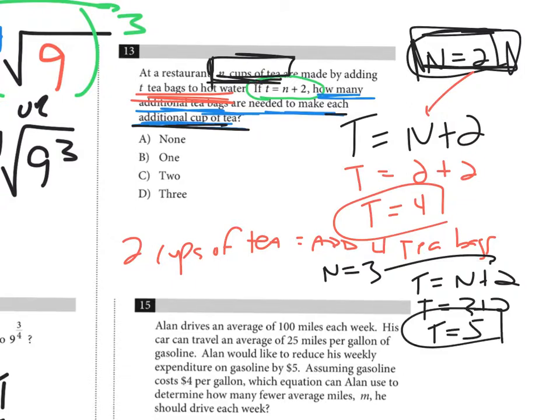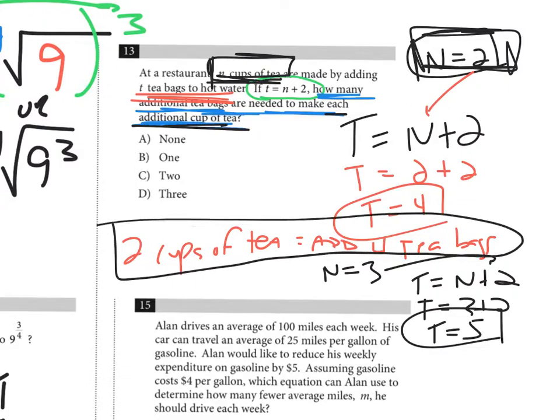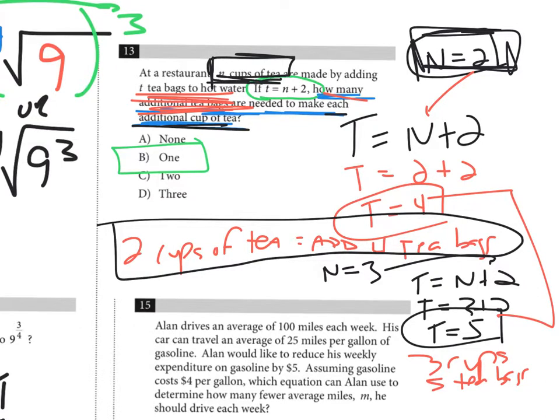So when they make 2 cups of tea, they add 4 tea bags. When they make 3 cups, they're going to be adding 5 tea bags. So what does that mean? It says, how many additional tea bags? Well, they went from 4 to 5. So here the answer is going to be letter B, or 1.